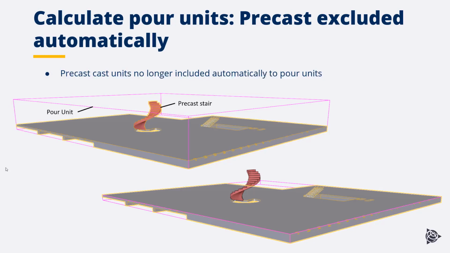And when the precast belonged to the pour unit, that brought additional complications when we had to deal with, for example, organizer, location breakdown structures, reports, or just filters. Precast cast units will still be able to be manually assigned to pour units, but as I said, not anymore automatically.